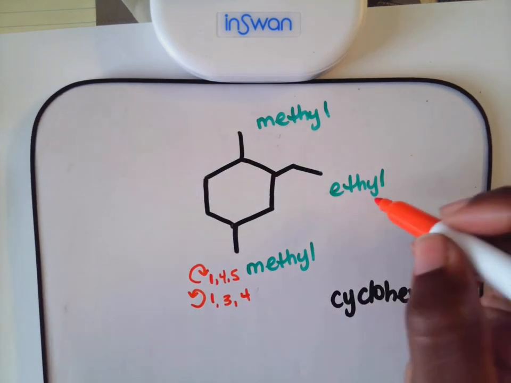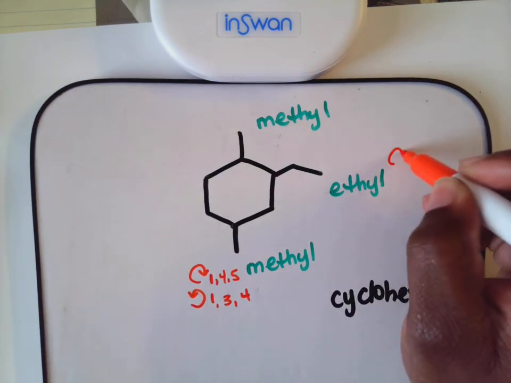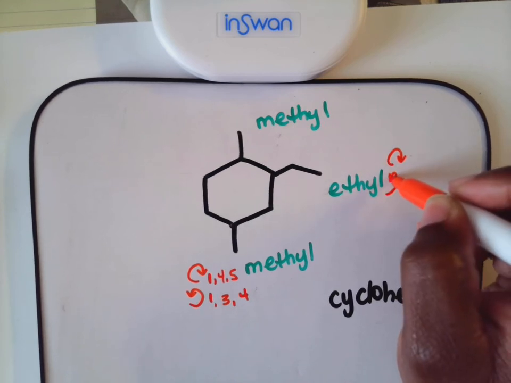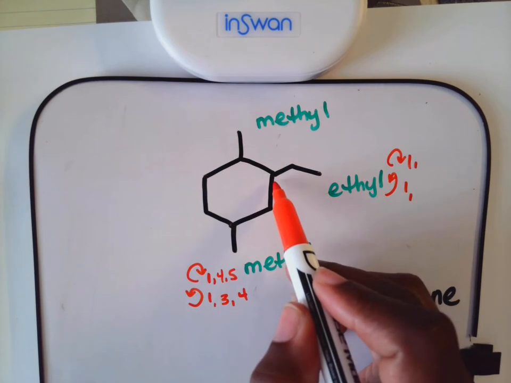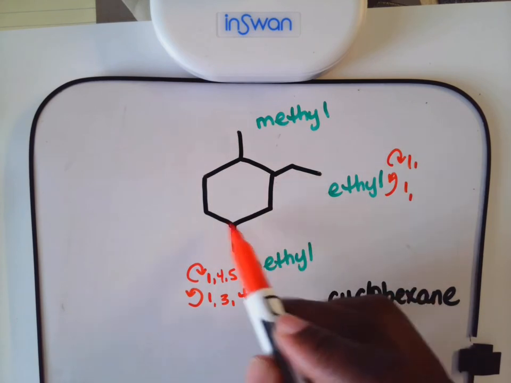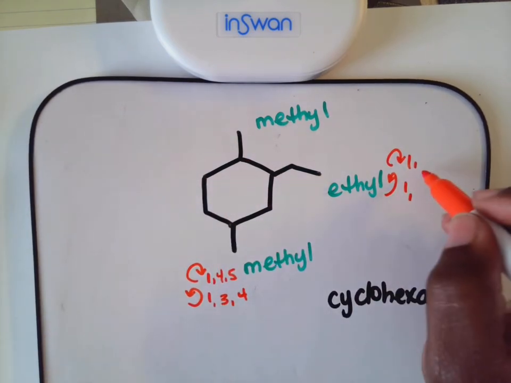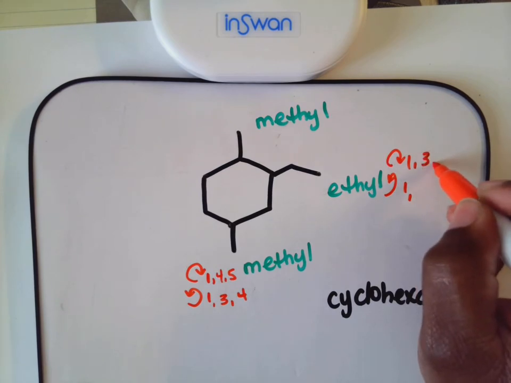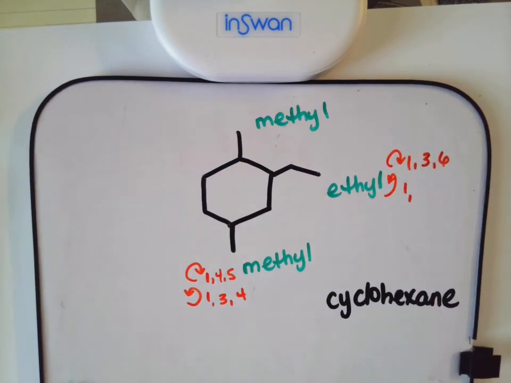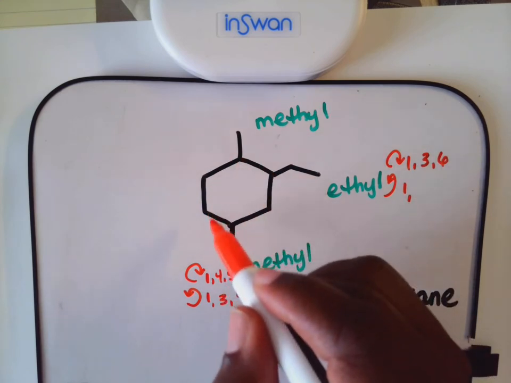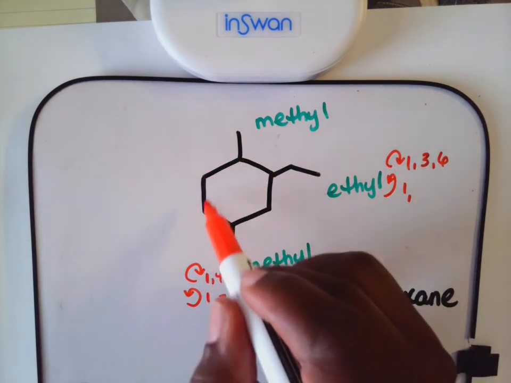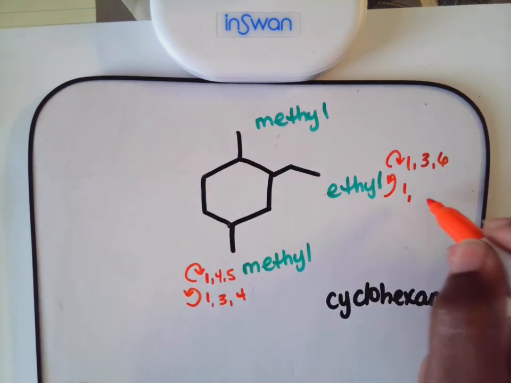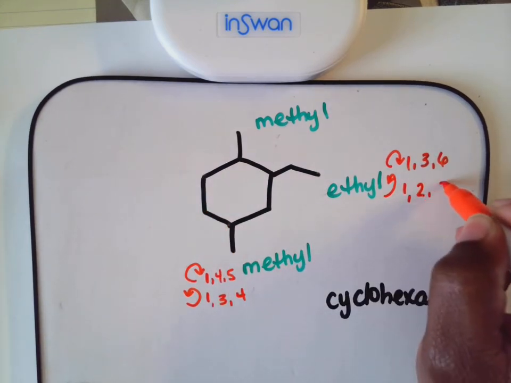I can do the same thing with this ethyl. I can go clockwise or counterclockwise, letting this be position 1. If I go clockwise, this is 1, 2, 3, 4, 5, and 6. So I would have my ethyl at 1, a methyl at 3, and another methyl at 6. But I could have also gone counterclockwise. Still letting this be 1, this would now be 2, 3, 4, and 5. So then I would have 1, 2, and 5.